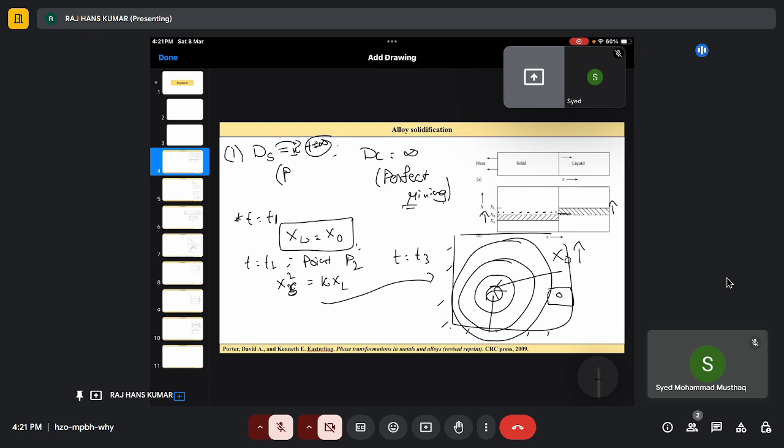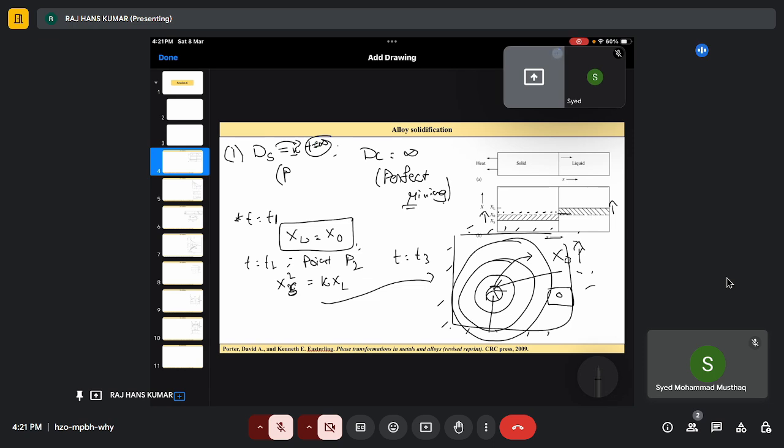Now what happens? If I keep this sample in the furnace, again you are giving enough amount of time and energy for solid atoms to diffuse. So they will tend to diffuse from higher concentration to lower concentration. We are only talking about downhill diffusion, not uphill diffusion. We are only talking about isomorphic diagrams, right?